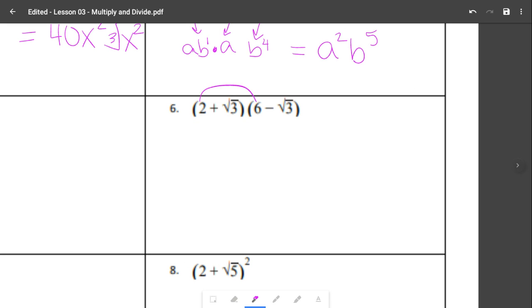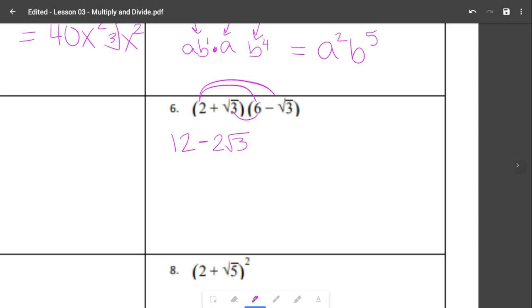2 times 6, we should get 12. 2 times negative radical 3. Well, first of all, we have a positive times a negative, so I know this is going to be negative. And then the 2 and radical 3, unfortunately, are on opposite sides of the radical, so they cannot actually multiply together to make new numbers. They are just going to merge together with the 2 staying on the outside and the 3 staying inside.